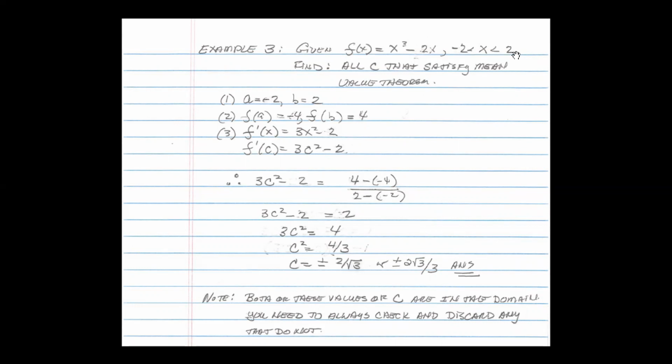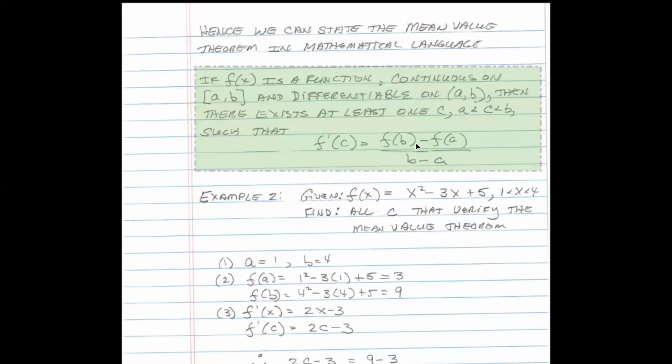So now, a is -2. Now, b is +2. Now, f of a means put -2 into the function and do the arithmetic, and we get -4. And f of b means put +2 into the function. We get an answer that's +4. The derivative of this is 3x squared minus 2. So f prime of c is 3c squared minus 2. Now plug into your formula. What formula are we talking about? This one right here, back here.